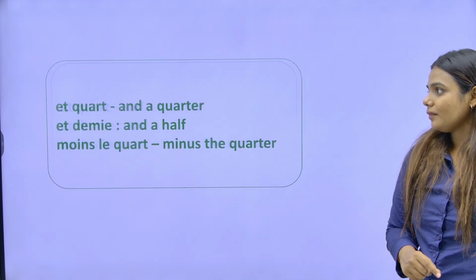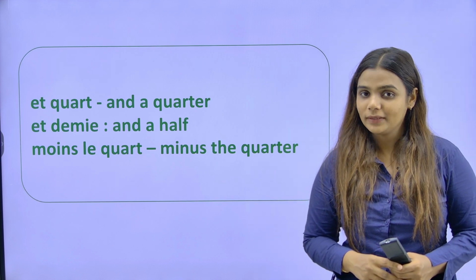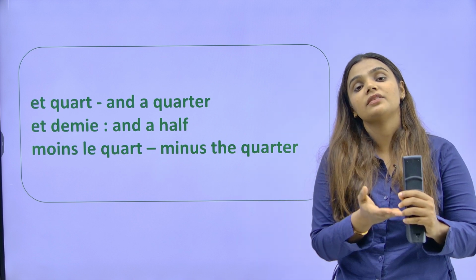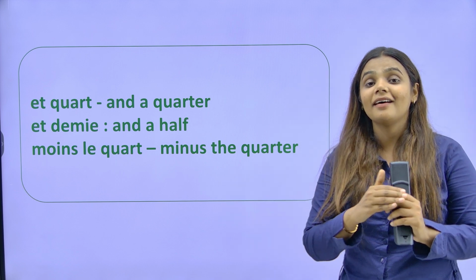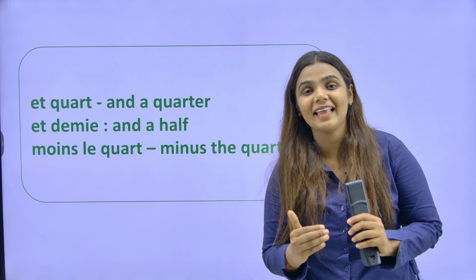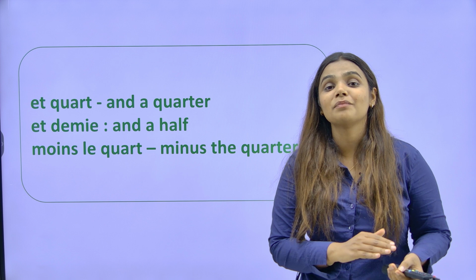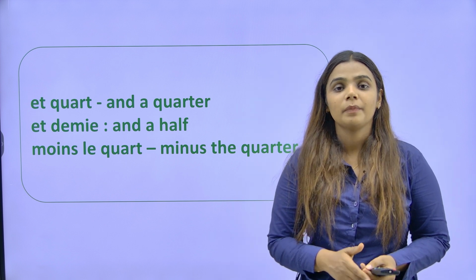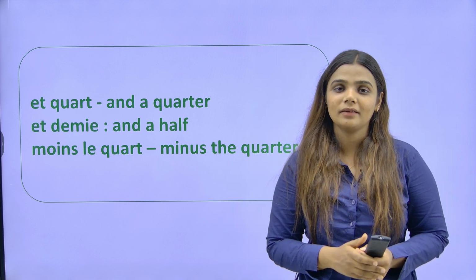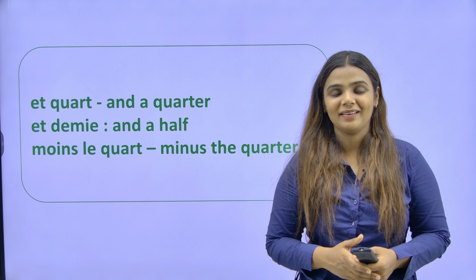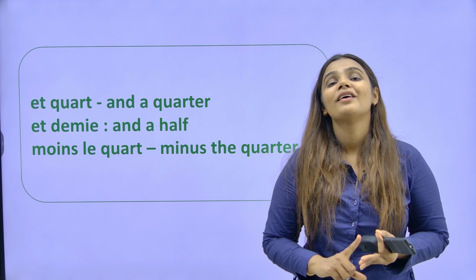So, et quart means and a quarter. Et quart, that means if it is 15, 1, 5, 15, we can say et quart. And a half in French is called et demi. And moins le quart means minus the quarter. Because a quarter is 15. So minus the quarter, that becomes 45. Et quart, et demi, moins le quart.